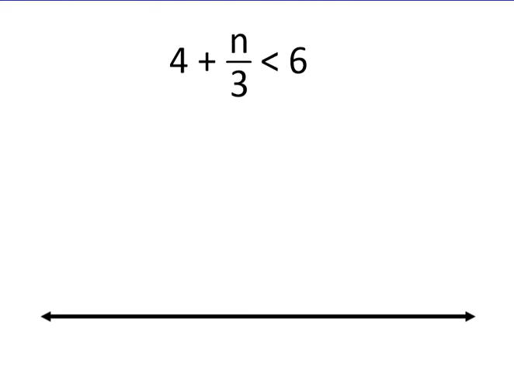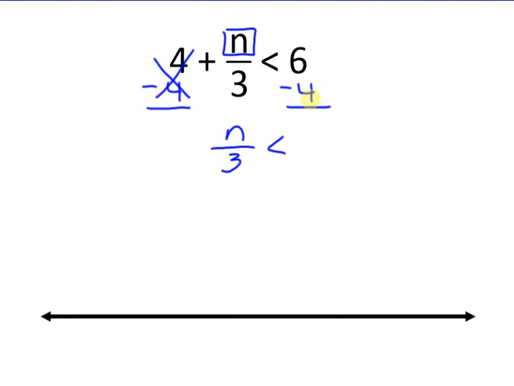All right, next one. 4 plus n over 3 is less than 6. So I'm going to box my variable. I'm going to do minus 4 and minus 4. These 4's are going to cancel. N over 3 is less than 6 minus 4, which is 2.